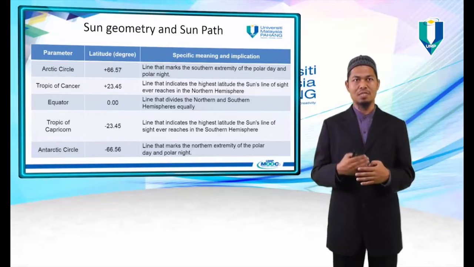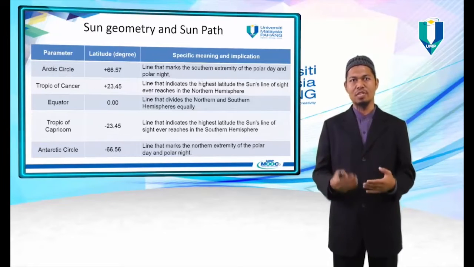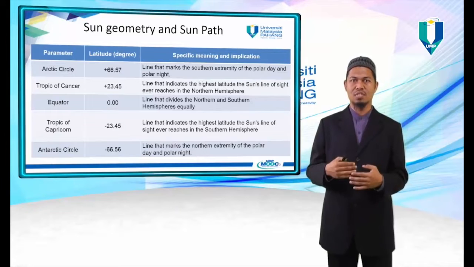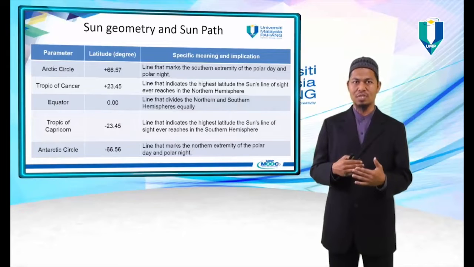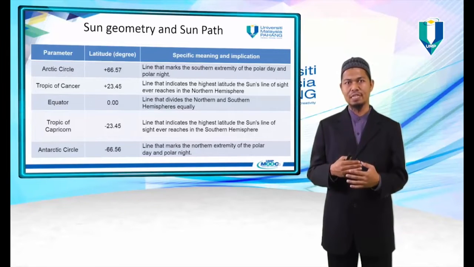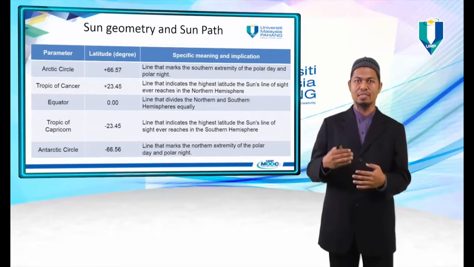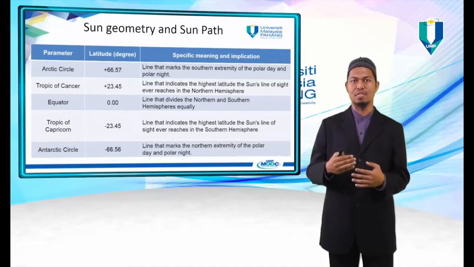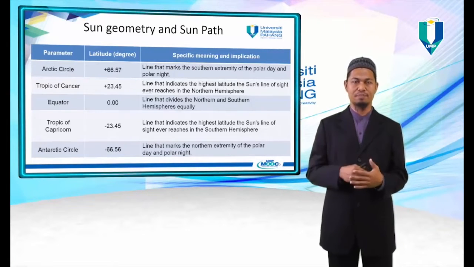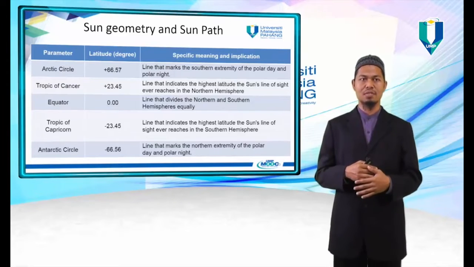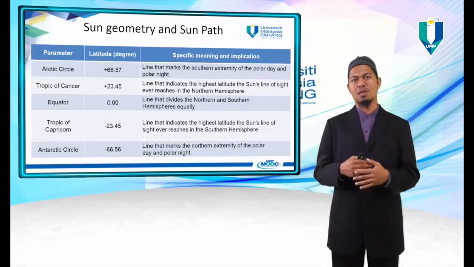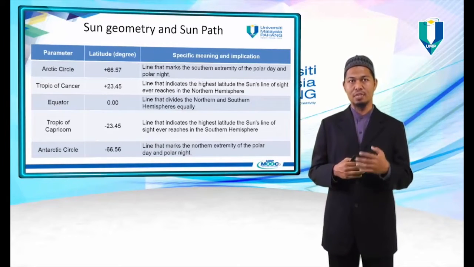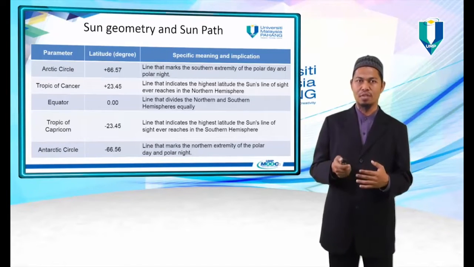The third parameter is the equator, at about 0 degrees, the line that divides the northern and southern hemispheres equally. Next is the Tropic of Capricorn, at about minus 23.45 degrees latitude. This line indicates the highest latitude the sun's line of sight ever reaches in the southern hemisphere. And finally, the Antarctic Circle is at about minus 66.56 degrees latitude, the line that marks the northern extremity of the polar day and polar night.